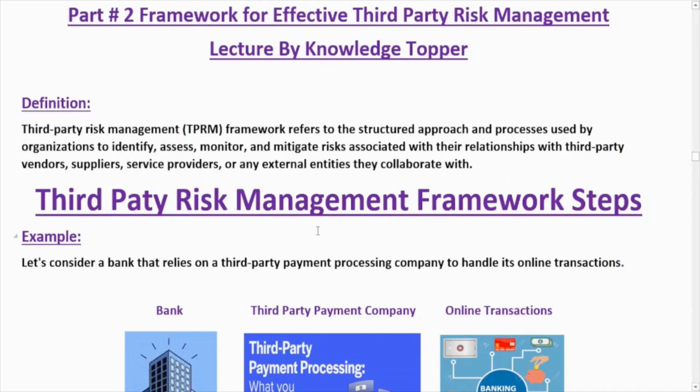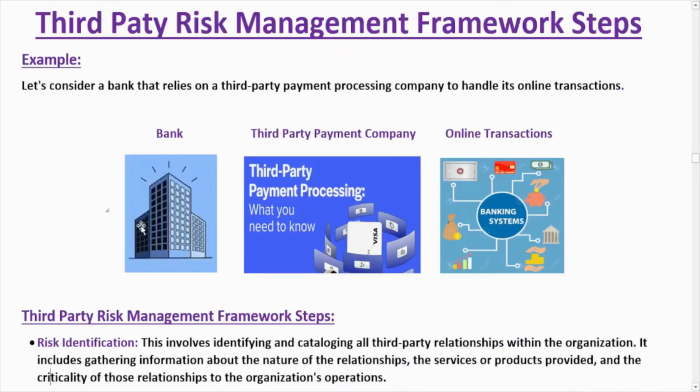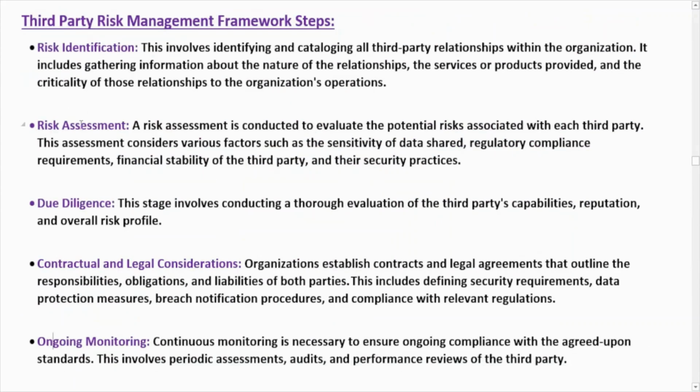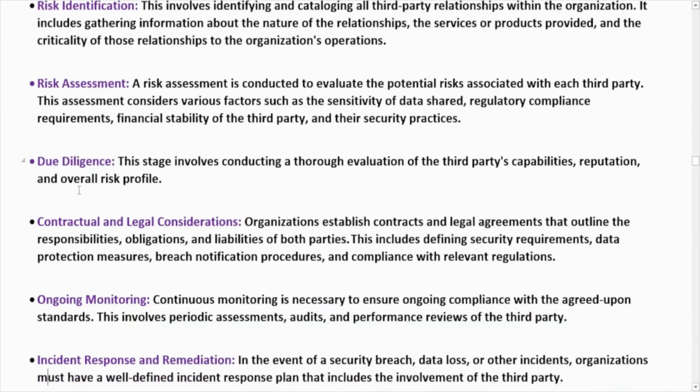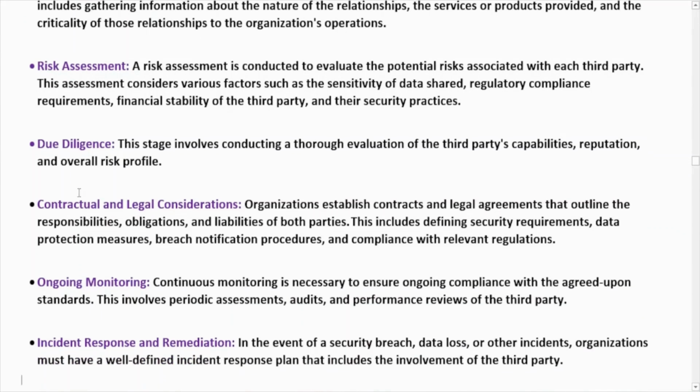Okay, now we will understand the third party risk management framework with the help of an example. Let's consider a bank that relies on a third party payment processing company to handle its online transactions. All these are the key steps, or you can say components, of a third party risk management framework. We will understand each step one by one with the help of an example.